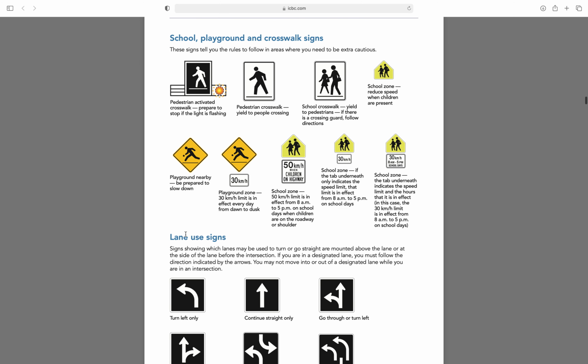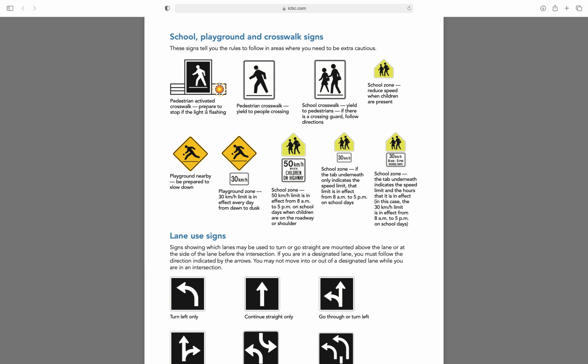So this is school, playground, and crosswalk signs. In pedestrian activated ones, when they press the button, the light will flash. However, if a pedestrian has a crosswalk, they always have the right of way. So even if it doesn't have the flashing light and there's just a crosswalk, they'll usually put a sign here so that you know pedestrians can cross too. But if you see a crosswalk, you always have to give right of way anyways.